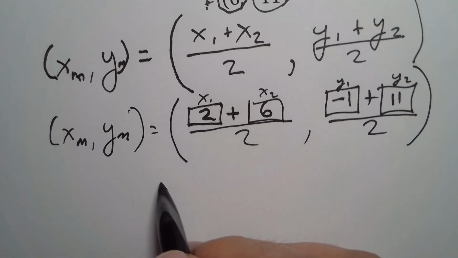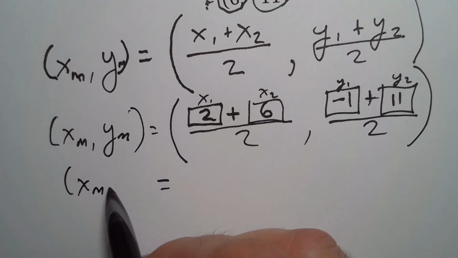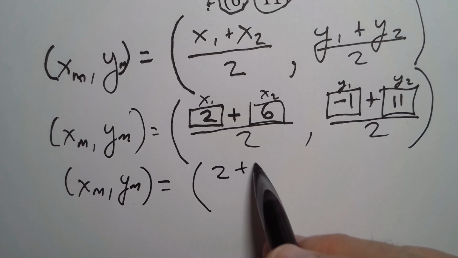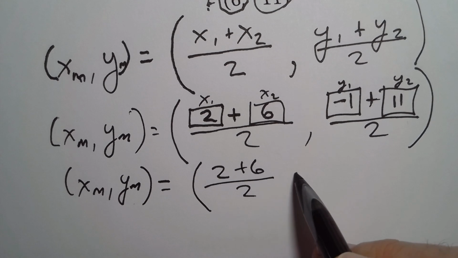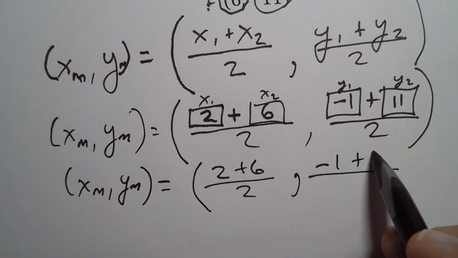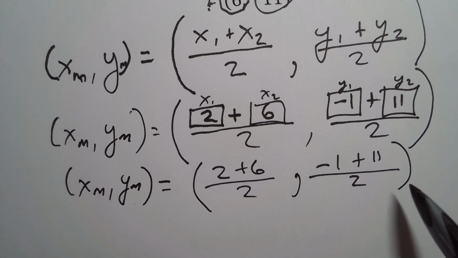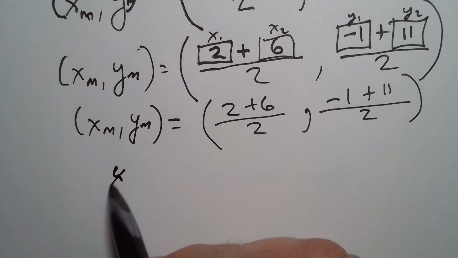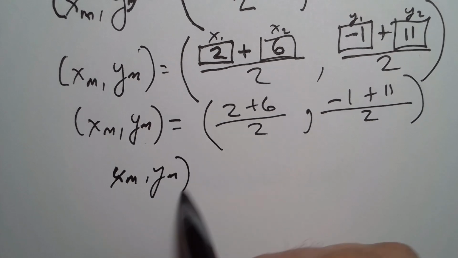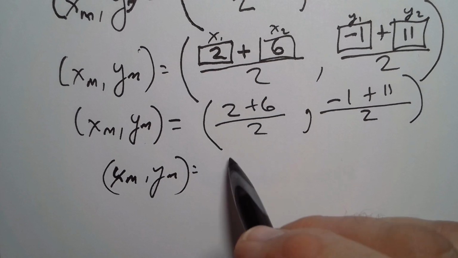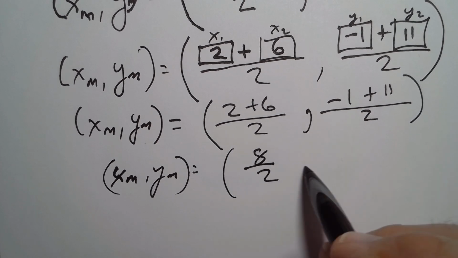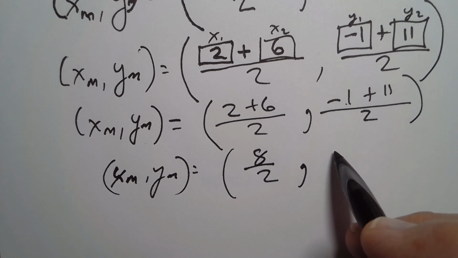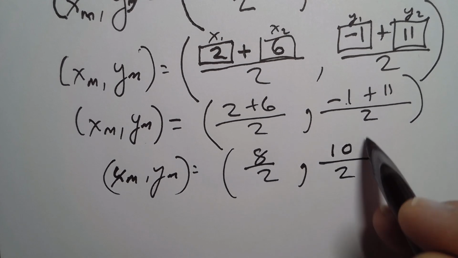All right, let's clean this up some more. I'm still looking for our x midpoint, y midpoint. And we have 2 plus 6 over 2. And we have negative 1 plus 11 over 2. Let's do the addition on top first. So we've got the xm, ym. 2 plus 6 is 8 divided by 2. And negative 1 plus 11, we're adding a negative to a positive. That leaves us a positive 10 divided by 2.